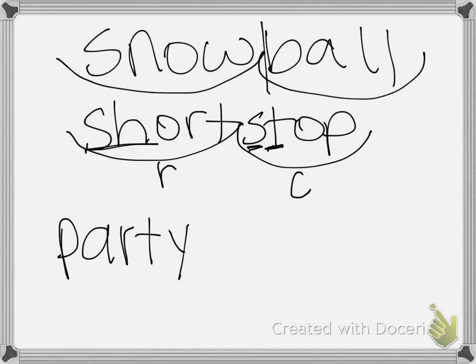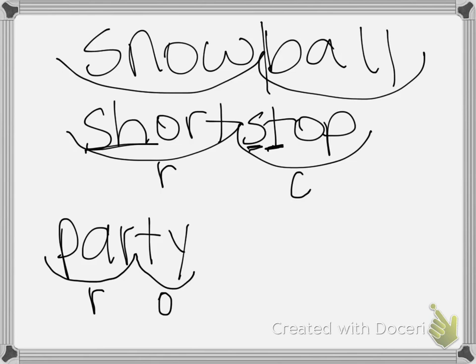So, when you say the word party, where is that natural split? Where do you hear that? What is the first syllable in that word? Par. Right. Par, which was your R-controlled vowel. And then your second syllable is going to be T, which is an open, actually.